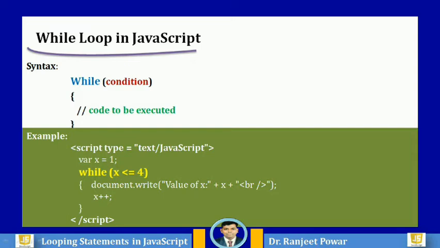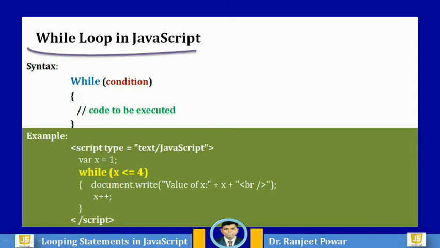The condition is first evaluated. If true, the block of statements following the while statement is executed. This is repeated until the condition becomes false. This is known as an entry control loop because the condition is evaluated before the block is executed.